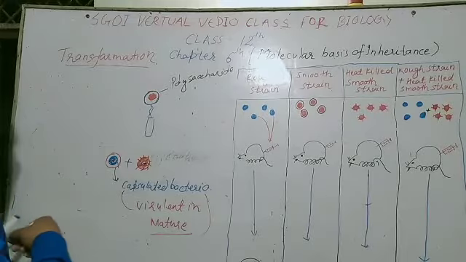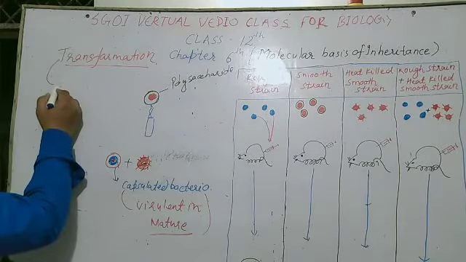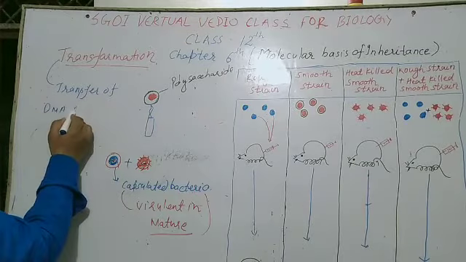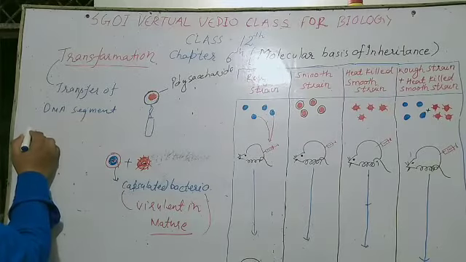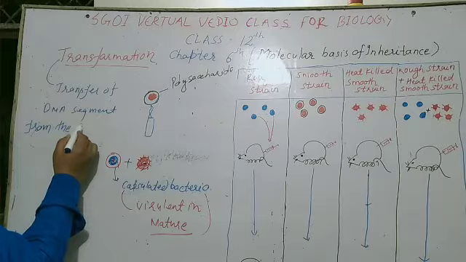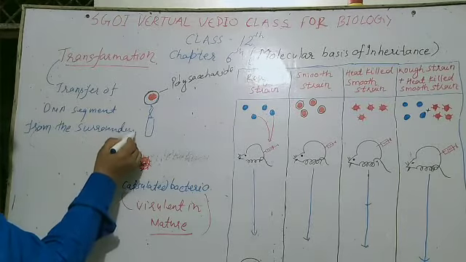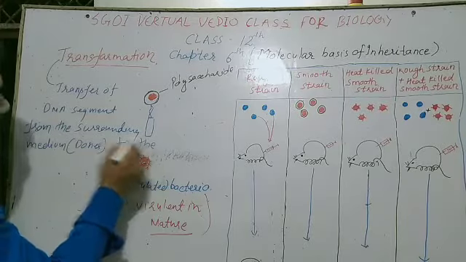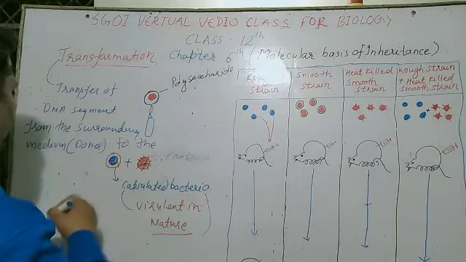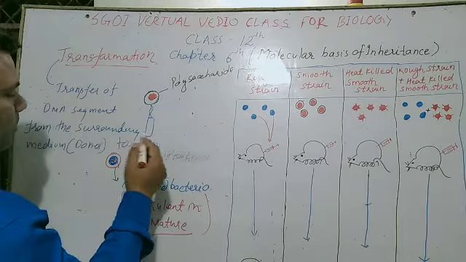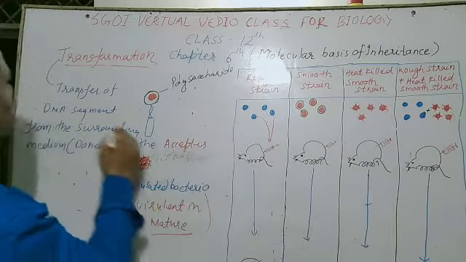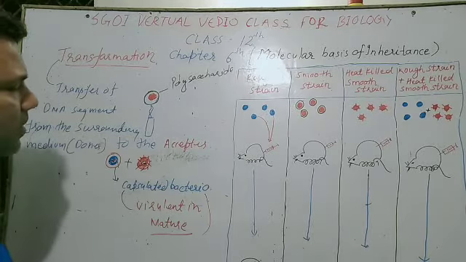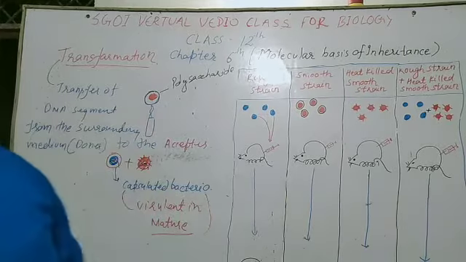Transformation. So what is transformation? Transformation is the transfer of a DNA segment from the surrounding medium, the donor medium, to the acceptor. Thank you. This is all about the Griffith experiment.